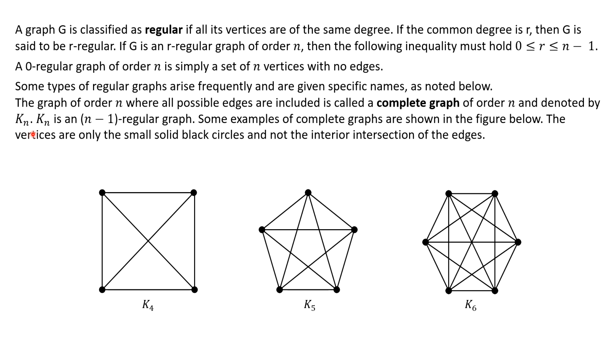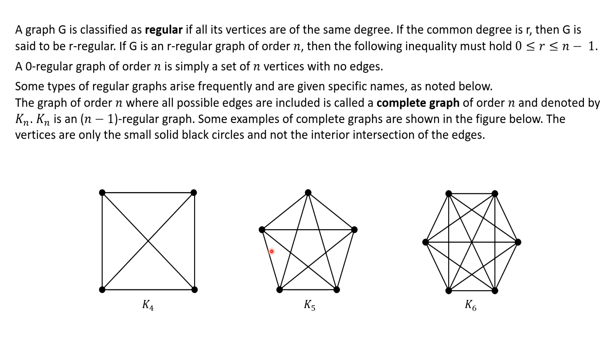by K sub n. K sub n is an n minus 1 regular graph, and I have a few examples here. So we have K4, so it's basically 4 vertices where you have all possible adjacencies between any 2 of the vertices. And then this is K5. It's kind of a pretty star diagram in the middle here. These crossing points are not vertices. That's just the way you have to draw it.